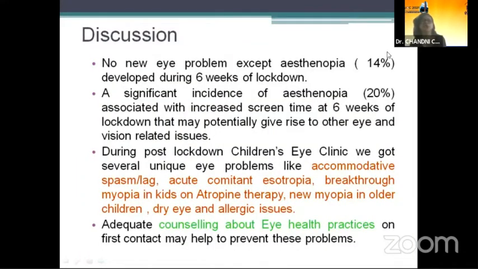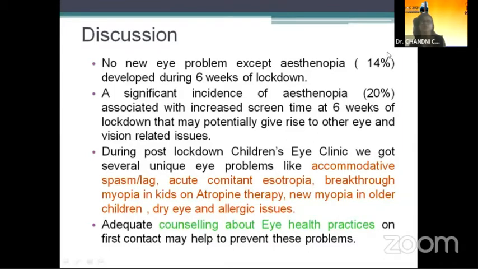So, no new eye problem except asthenopia developed during 6 weeks of lockdown. It was a very short period of follow-up. Then a significant incidence of asthenopia, 20%, was associated within this short period. So, it is very alarming.